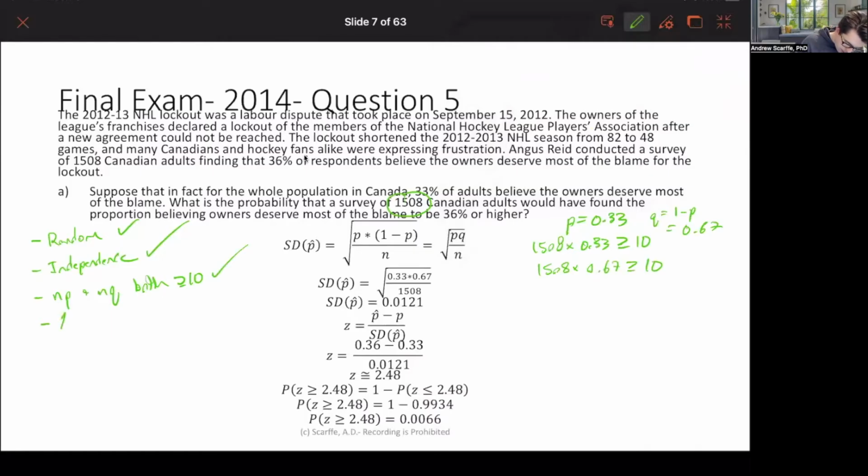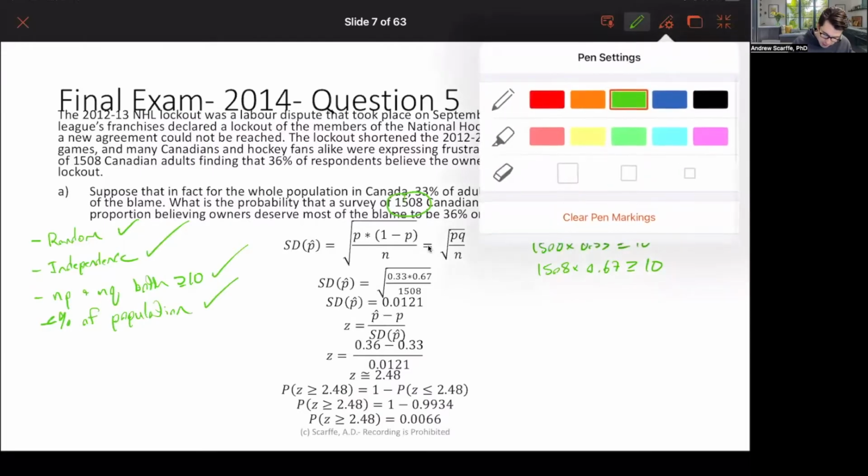And we have our 10% condition, 10% of the population. And this is really less than 10% of the population. Well, 1,508 Canadians is certainly less than 10% of the population of Canadians. So we will also go ahead and check that off. From there, we think that we can apply a normal distribution.